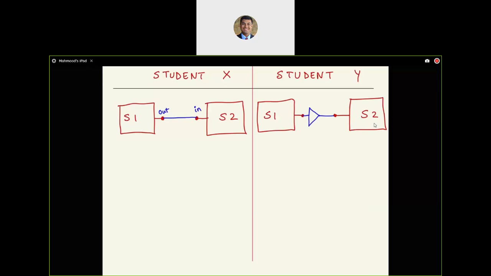And a buffer is in reality implemented by using two NOT gates back to back. So for example, if a 0 goes in, it becomes a 1 and it becomes a 0 over here, which means these two are equal, y equals x. Or the other option is if 1 goes in, it is 0 over here and 1 comes out over here. Again, they are equal on the edges. So output equals input. That's how we implement a buffer by using two back-to-back NOT gates. So student Y takes this approach and student X takes this approach.